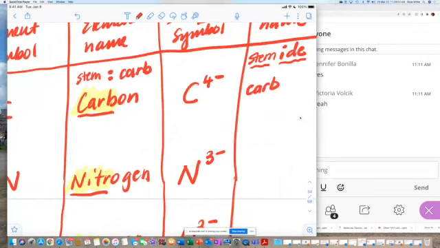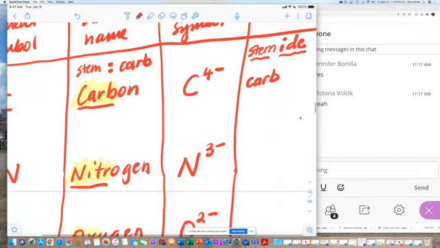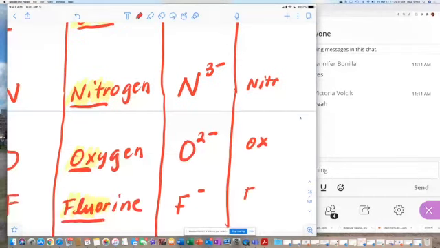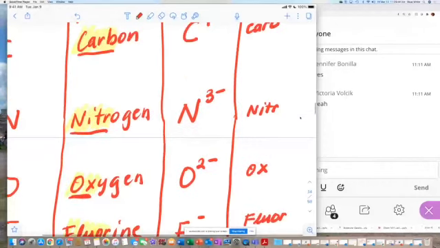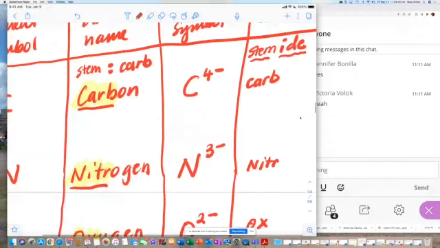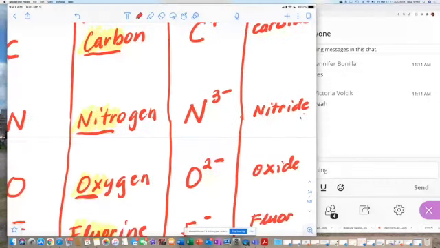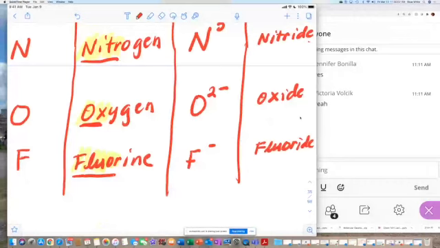So the word was what? Carb. Let me go through and write just the stem words. So carb, nitr, ox, fluor. Okay. So remember, just add the -ide to the stem word. So you have carb, then -ide, carbide. Nitr, then -ide, nitride. Ox, -ide, oxide. Fluor, then -ide, fluoride. It's pronounced fluoride.